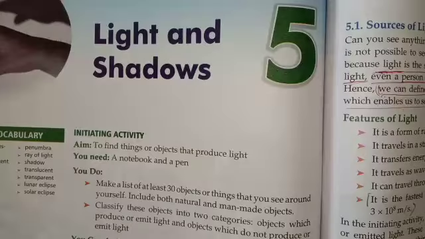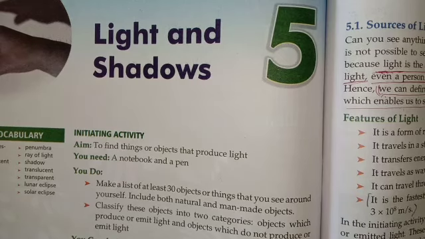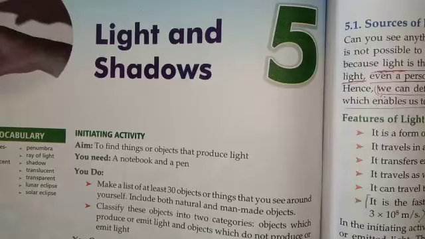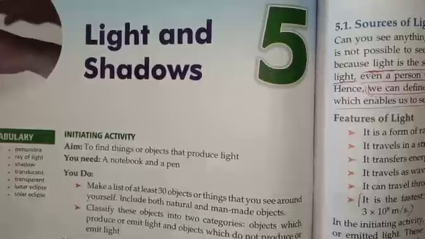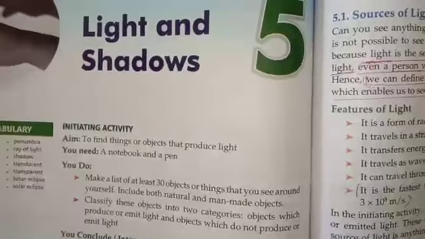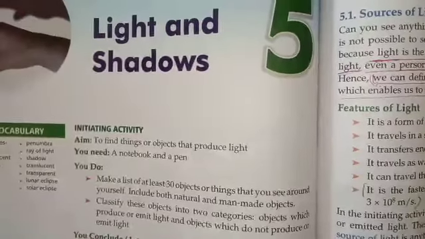Good morning to all. Today our chapter, that is physics chapter number 5 from the class 7 physics book, Light and Shadow. I have discussed a little bit what is light, what are the sources of light, what are the features of light, and today I am going to explain, just repeating, the sources of light.